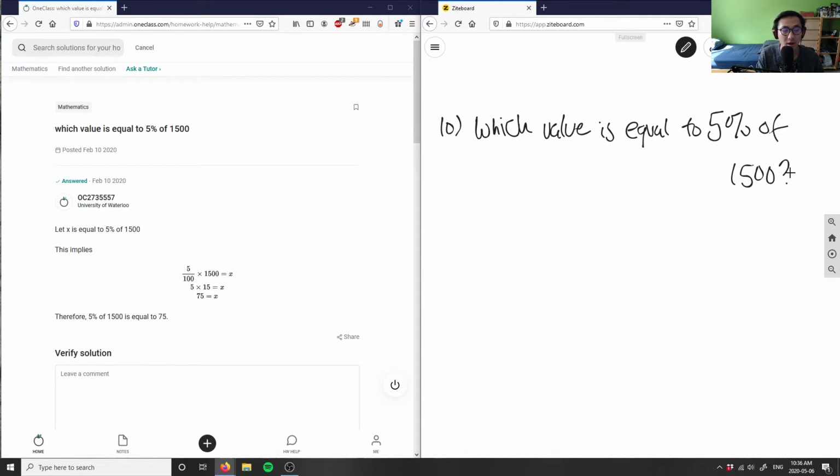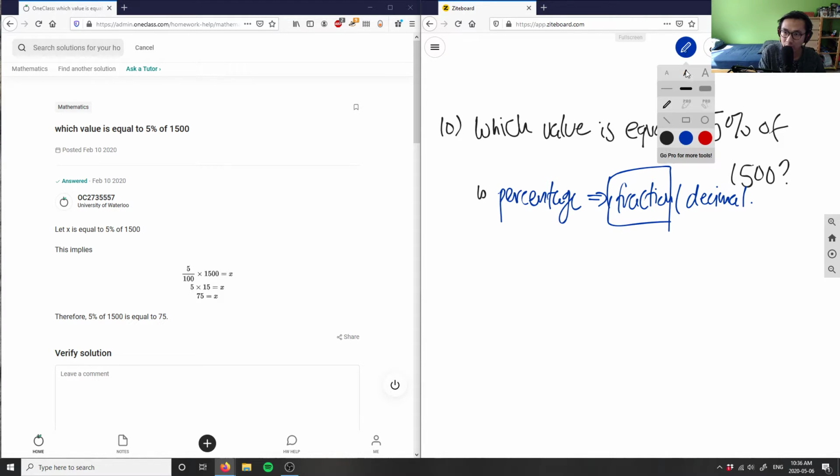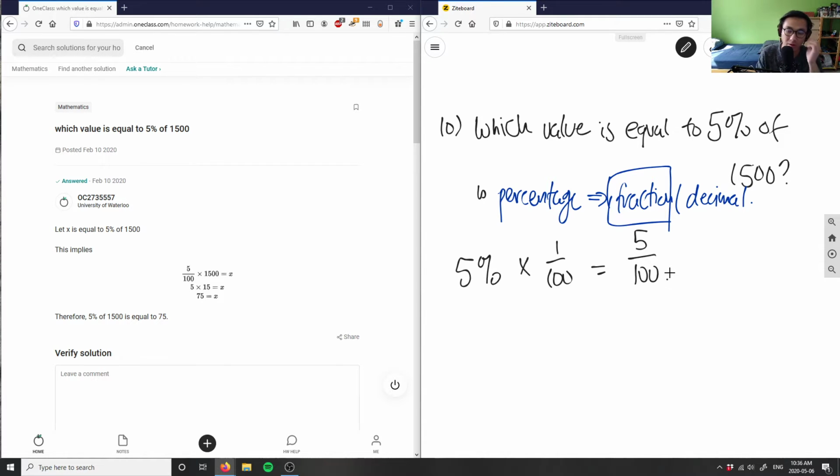Again, I can always convert this percentage into a fraction or decimal. And if you're not given a calculator on these assignments, you would probably pick the fraction example here. So if I'm converting 5% into a fraction, I simply have to divide by 100, right? So I can simply say times 1 over 100. This here would be 5 over 100, and this is my fraction form of the percentage 5%.